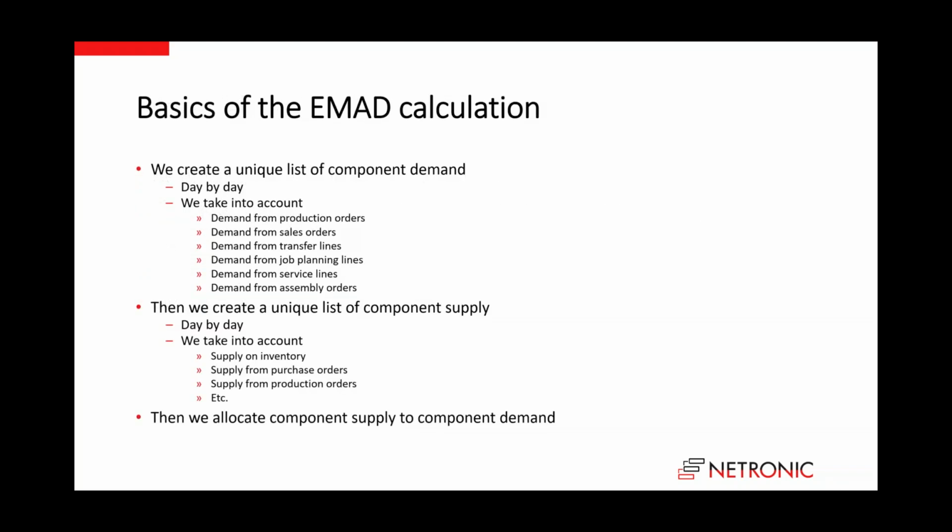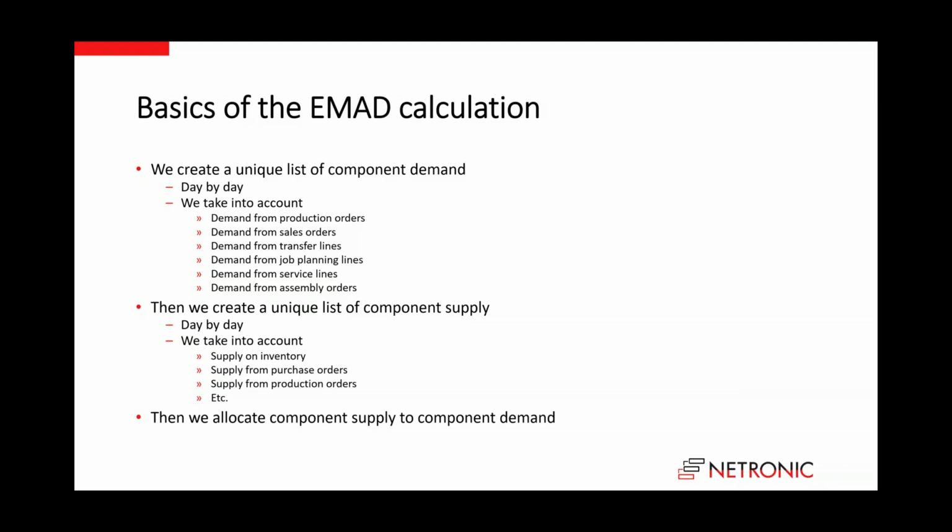So what do we do and how do we calculate it? The calculation of the EMAT has to be, as of now, triggered by the user. So you literally press a button that says calculate EMAT. And when you press this button, we create a unique list of component demand day by day. We start from the work date and we go to a future date that you can define. When we create this list of component demand, we take into account demand from production orders, from sales orders, from transfer lines, and so on and so forth.